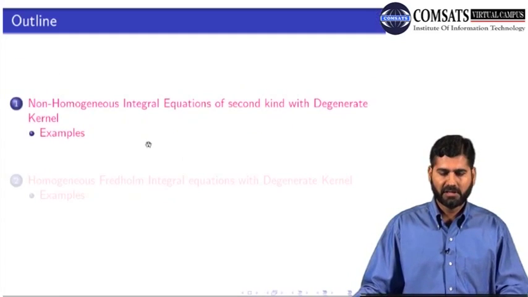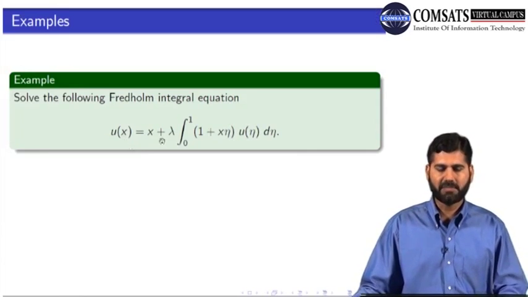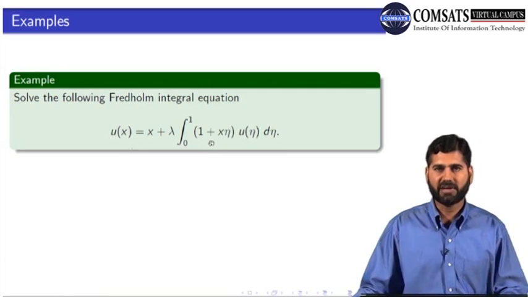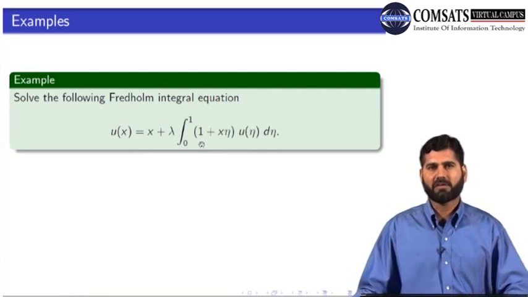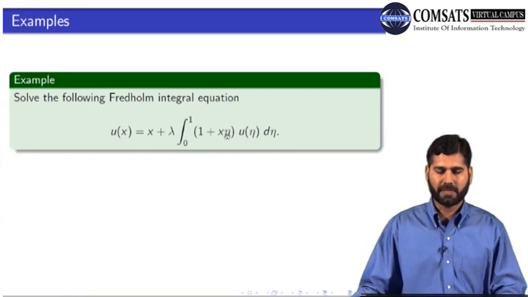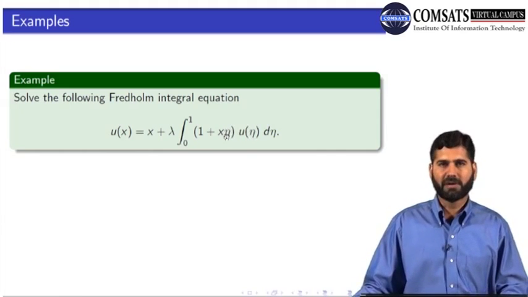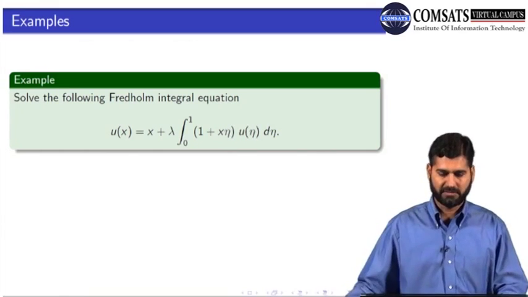So let's see an example of a Fredholm integral equation. We have u(x) equal to x plus lambda integral from 0 to 1 of (1 plus x eta) u(eta) d eta. First of all, you have to check whether this is a degenerate kernel or not, whether it can be written as a sum of products of two functions, one of x and one of eta. It's very clear: 1 is a function of anything, and in x eta, one factor is a function of x and the other is eta. So this is a degenerate kernel, and we can solve it by converting it to a set of algebraic equations.